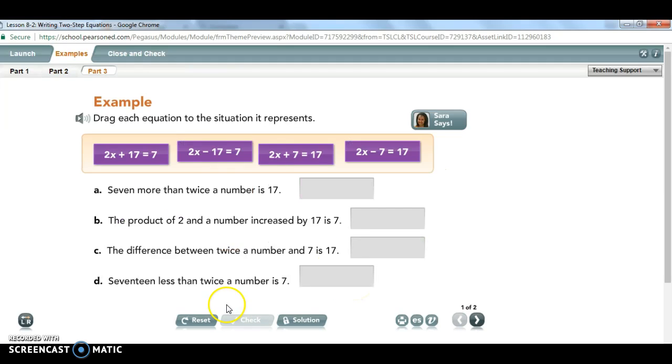Part 3, we're going to be doing some dragging. I'll have you answer the questions in Edpuzzle first, and then I will drag the correct answer. So first is 7 more than twice a number is 17. 7 more than twice a number would be this one. The next one is B. The product of 2 and a number increased by 17 is 7.